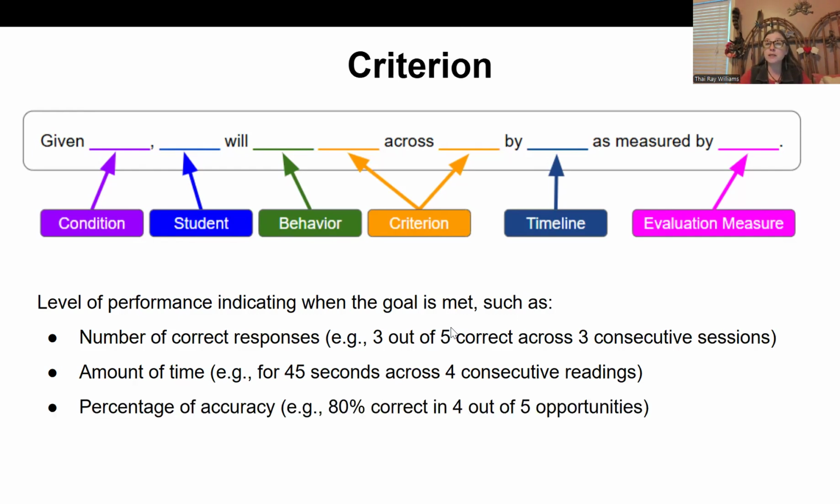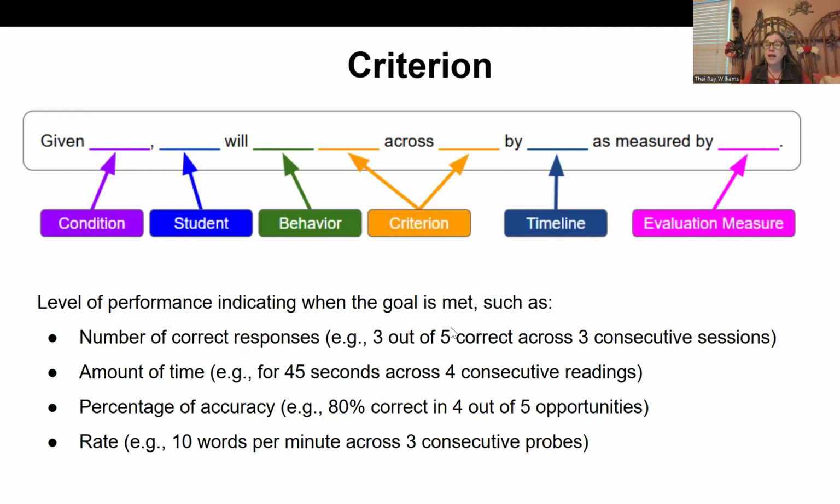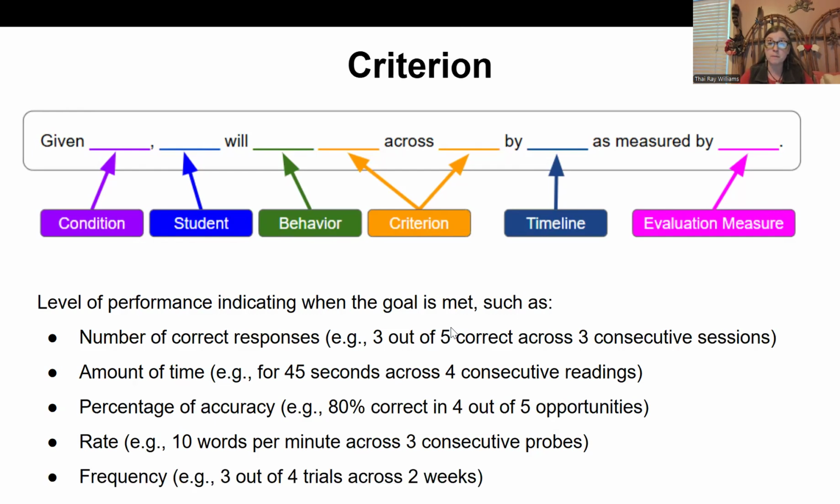It could be the percentage of accuracy. And so that could be 80% correct across 4 out of 5 opportunities. So again, we've got number of responses, we have amount of time, we have percentage of accuracy. Next, we're going to have rate. For example, rate might look like 10 words per minute if we're looking at reading fluency, 10 words per minute across 3 consecutive probes. Or it could be the frequency. We're looking at the frequency with which a student does something. So 3 out of 4 trials across 2 weeks.